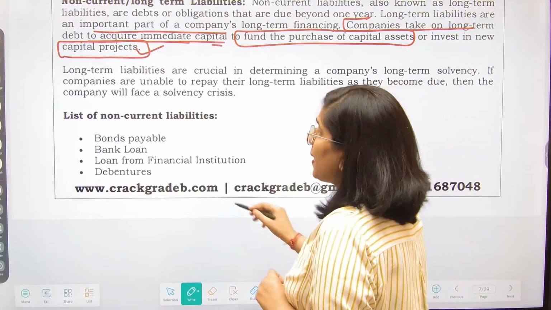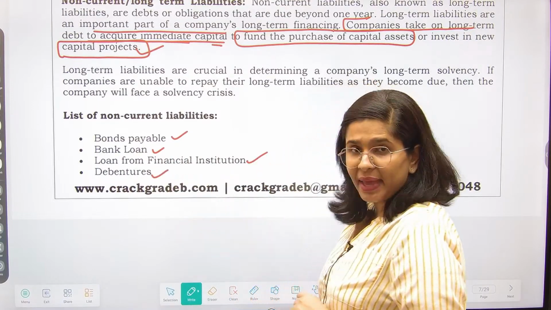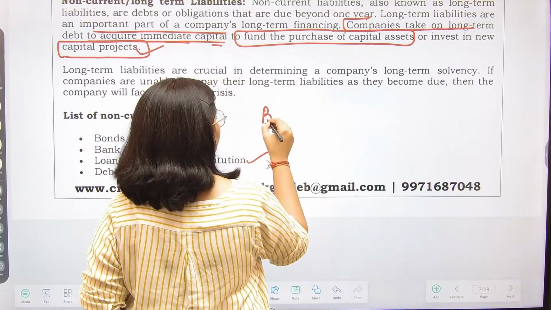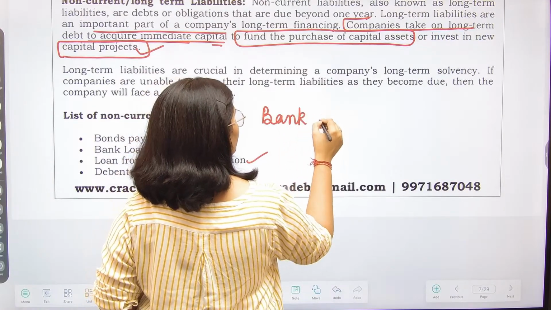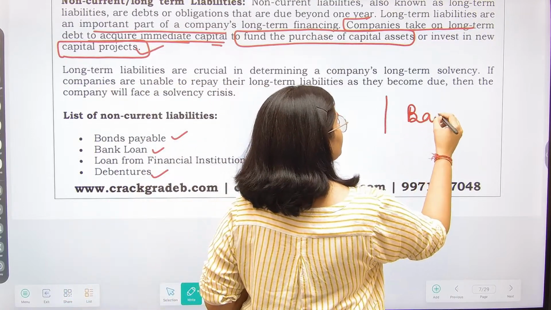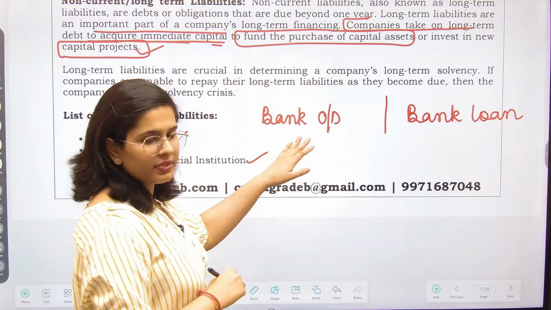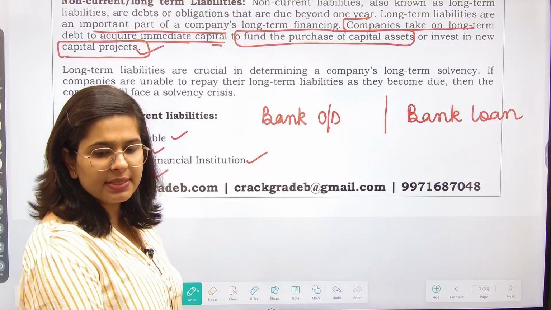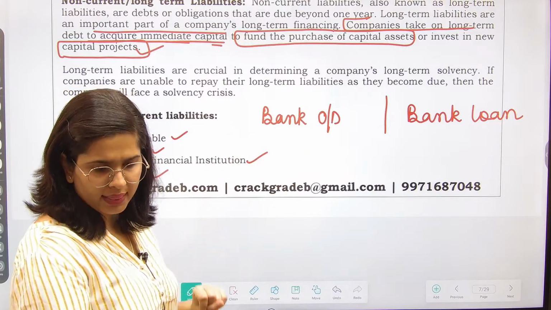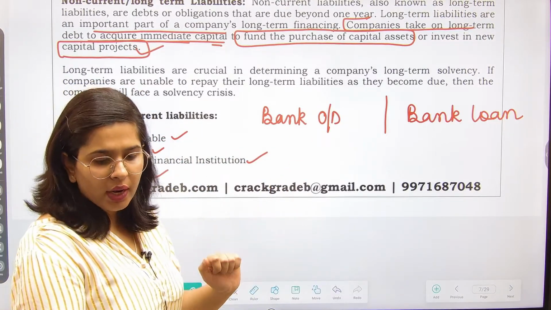So this is bonds payable, bank loan, loan from financial institution, debentures, right? Bank loan. See, what is the difference between bank overdraft and bank loan? First of all, bank overdraft, where have we seen it? We have seen it in current liabilities. So for a business, bank overdraft is a current liability, bank loan is a long term liability. Number one thing. Number two, both are liabilities. Okay, one is short term, one is long term. Now what is the difference?